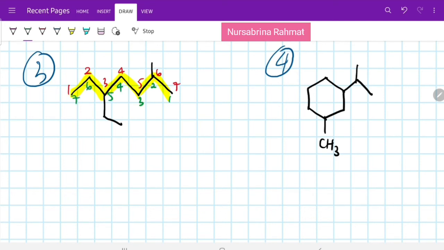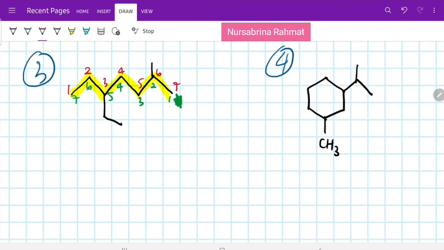Alright, so if I number my compound from the left, my substituents will be located at carbon number 6 and number 5. But if I number my backbone from the right, I will have my substituents at carbon number 2 and number 5. So definitely numbering from the right has the higher priority because it will give you the lowest set of numbers for your substituents.